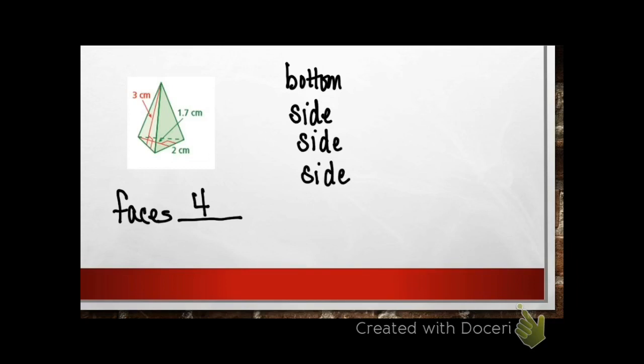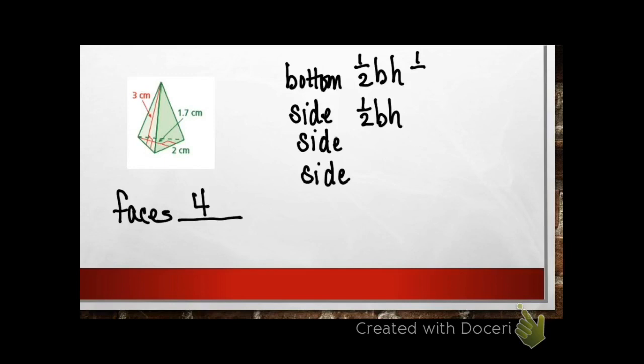Now, because these are all triangles, I will always use the formula 1/2 of BH for each and every one of these. So let's look at the bottom. What number do you see? You see the 2, right? Representing the side. And what number goes with the bottom? Is it 1.7 or the 3 centimeters? Which one goes? Right, the one laying on the floor of the shape. That's the one we want.